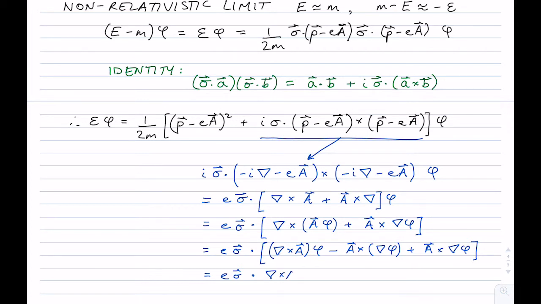grad cross A phi. But of course, the curl of A is just the magnetic field B, so we'd just write this as E sigma dot B phi, which is looking pretty good.